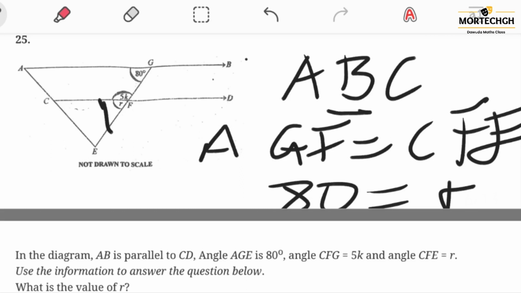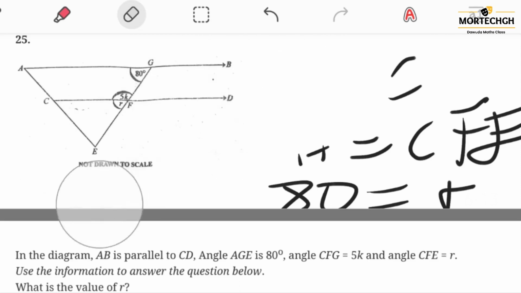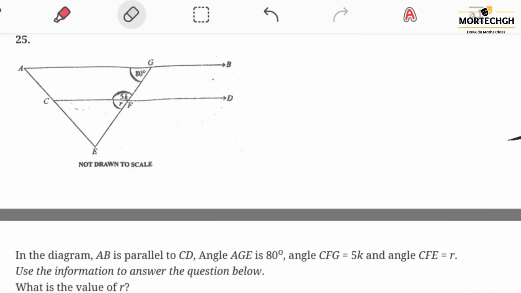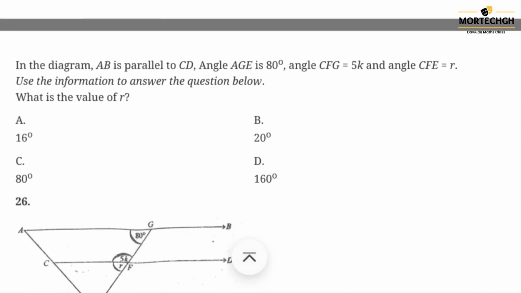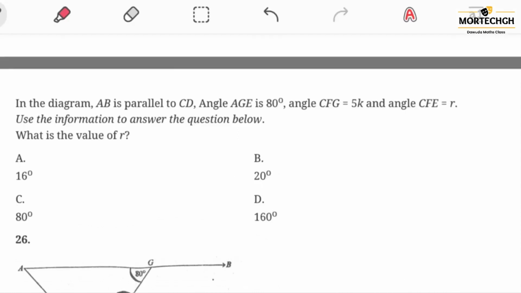Why? Because they are alternating angles. The angle R is alternating with the 80 degrees, which is the AGF. So the answer is 80 degrees. Alternating angles are equal. The answer is 80 degrees. So let's check the possible answers, which will be C, 80 degrees.